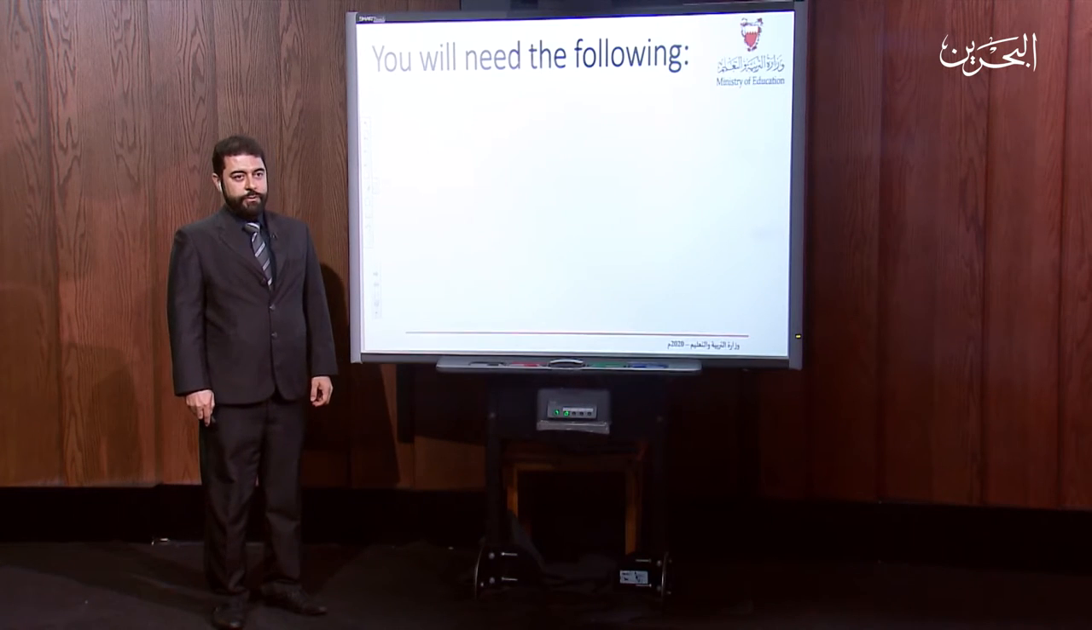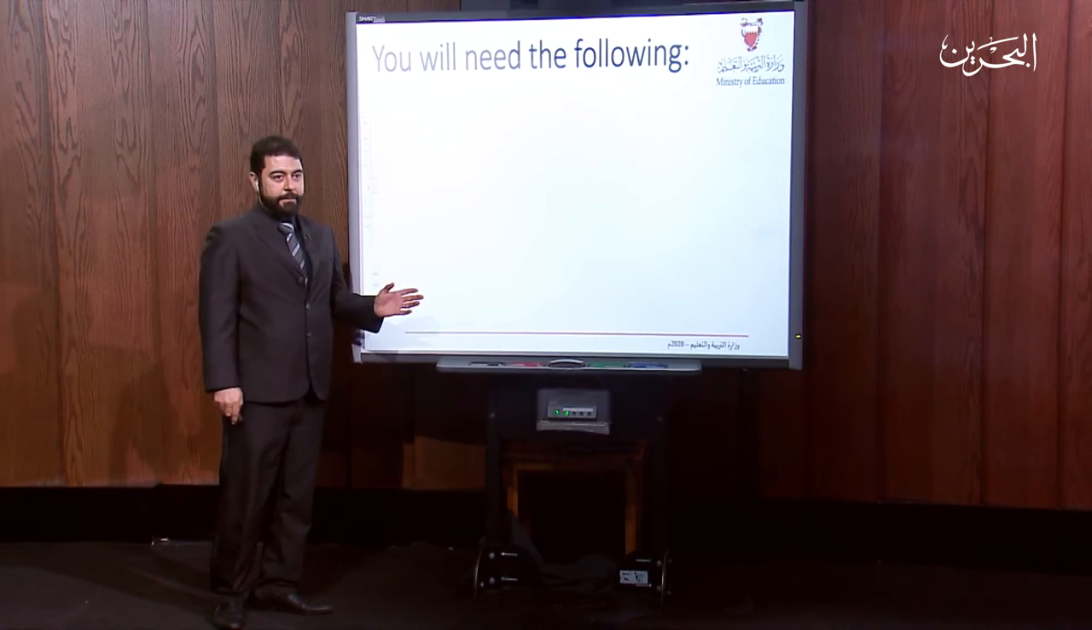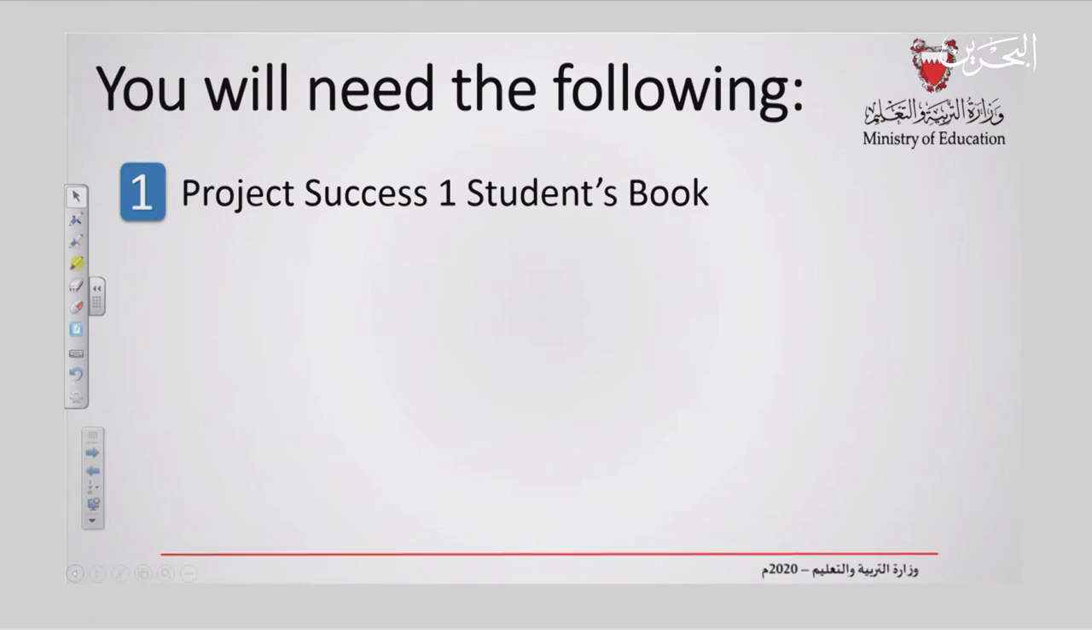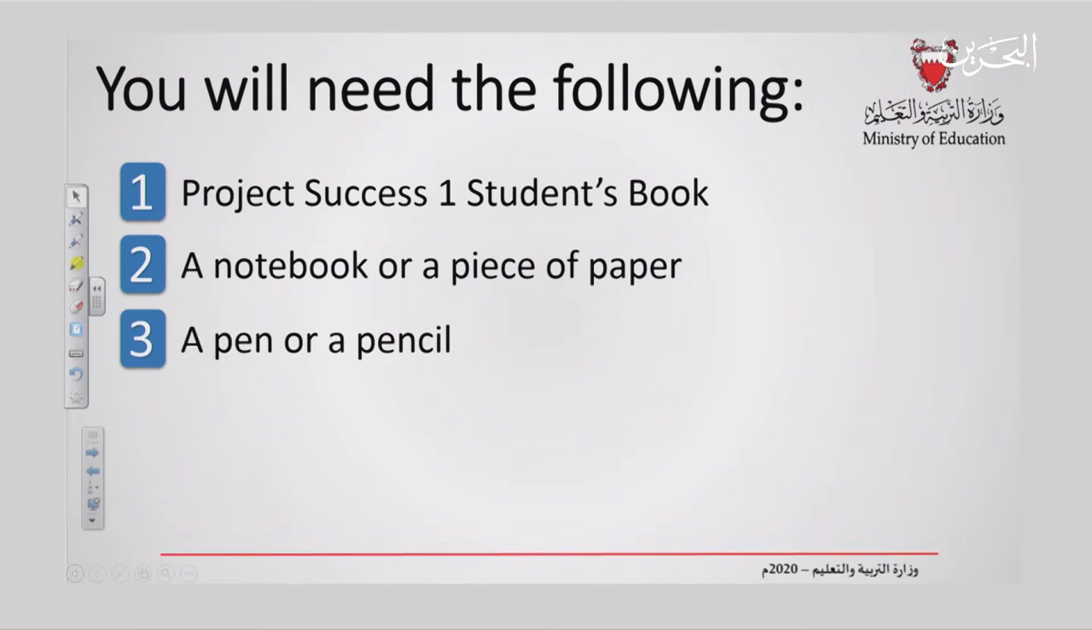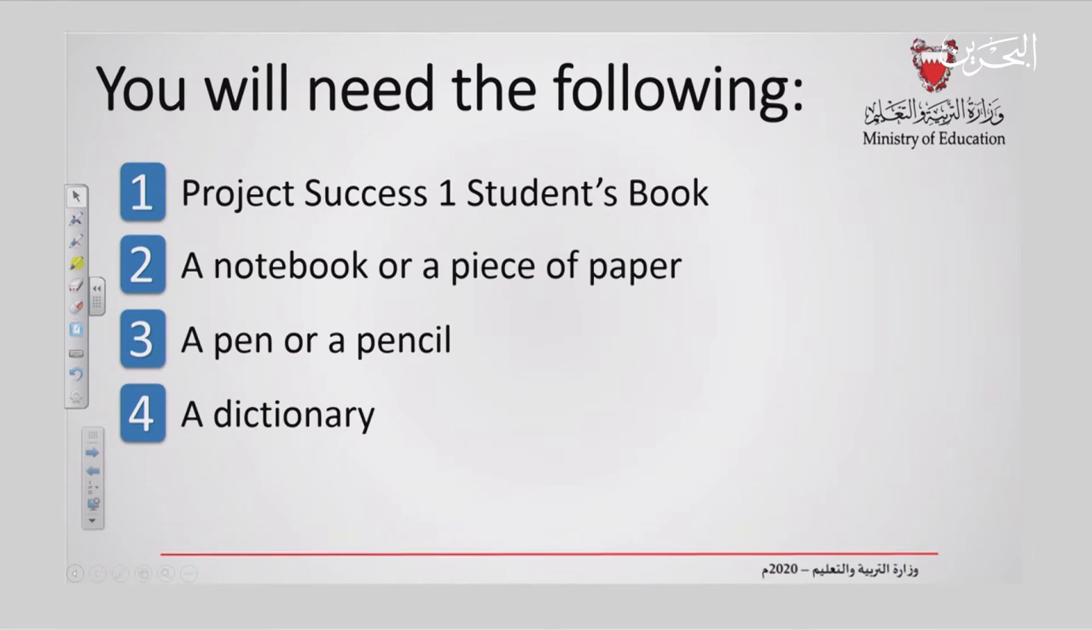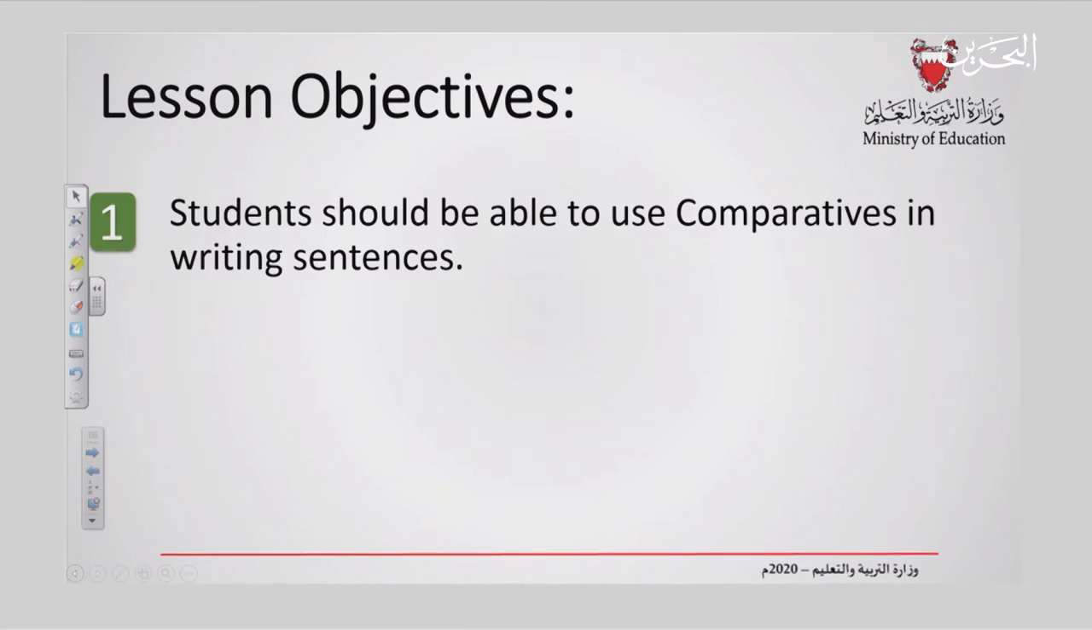In order for you to do the lesson well, you need the following. Number one, Project Success 1 student's book. Two, a notebook or a piece of paper. Three, a pen or a pencil. Number four, a dictionary. Lesson objectives: by the end of the lesson, you should be able to use comparatives in writing sentences.